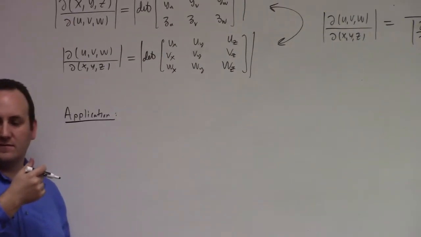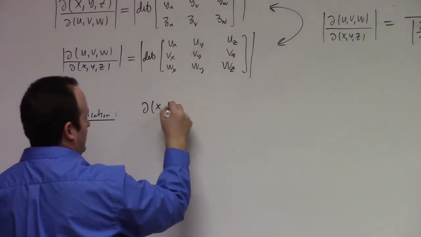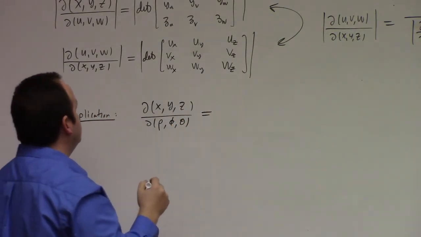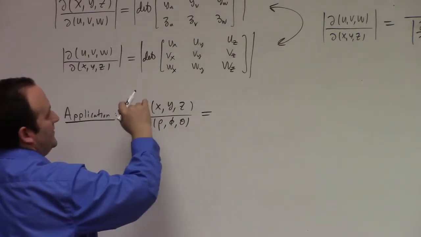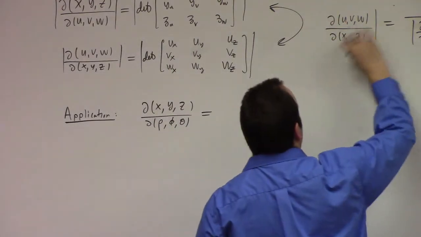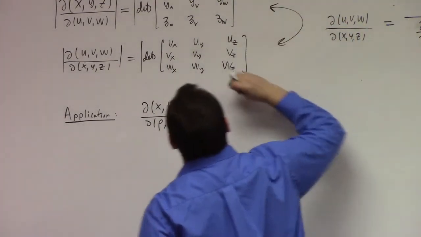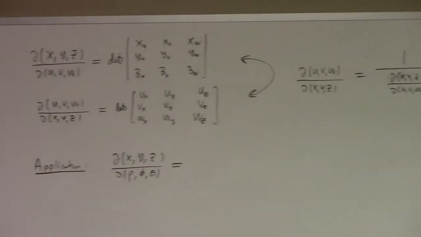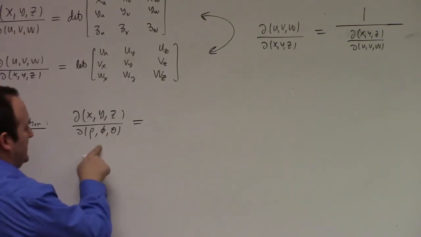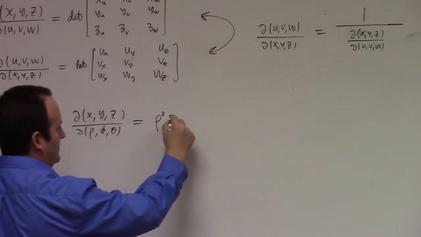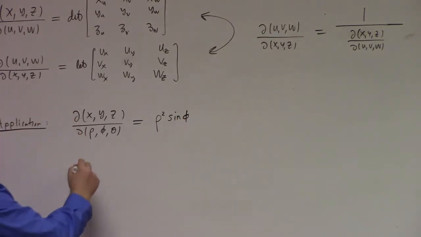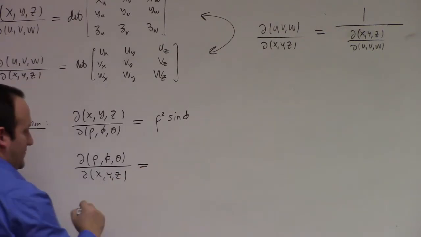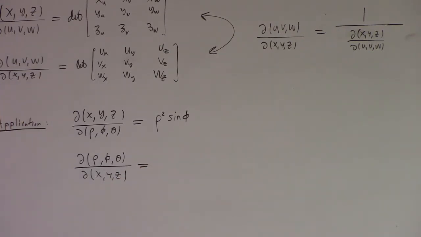Remember we calculated the partial of x, y, z with respect to rho, phi, theta. I keep putting absolute value bars on everything. This was equal to what was it? Rho squared sine phi, yeah. So if I was asked to calculate the inverse, the answer would be its reciprocal.